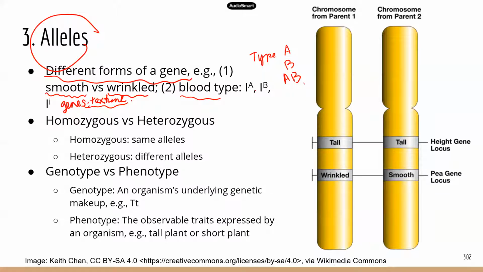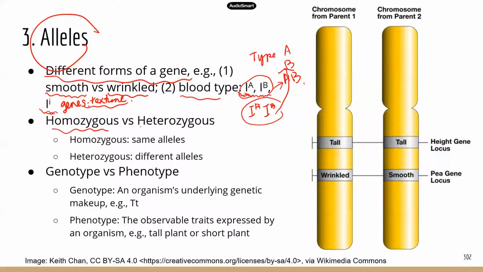If you have allele A and allele B at the same time, then you are going to have type AB blood. If you have 2 B alleles, then you are going to have blood type B, right? So you can see for blood type, you have 3 different alleles, right? A, B, and then the allele with the lowercase i. So those different forms of a gene are alleles.